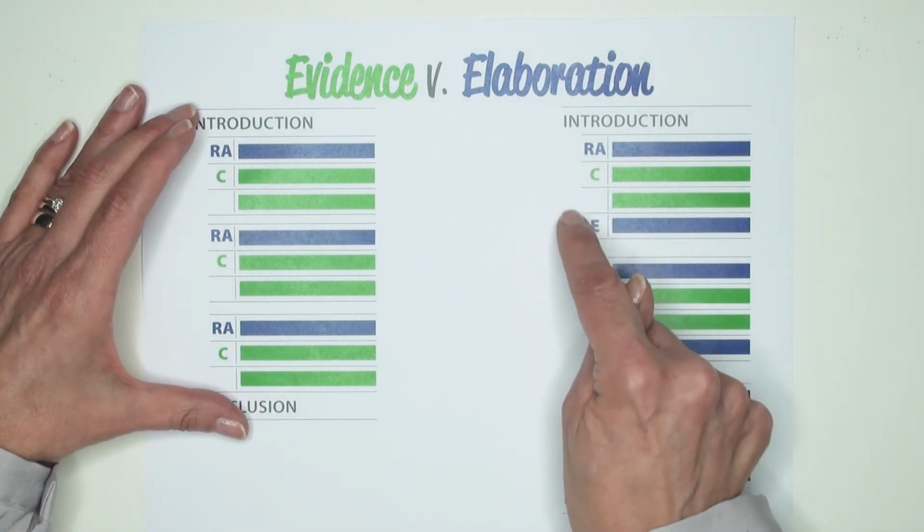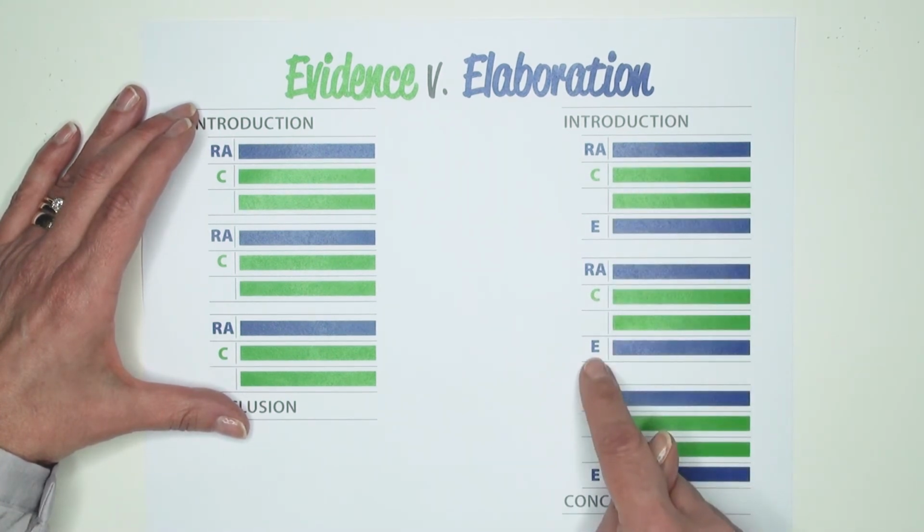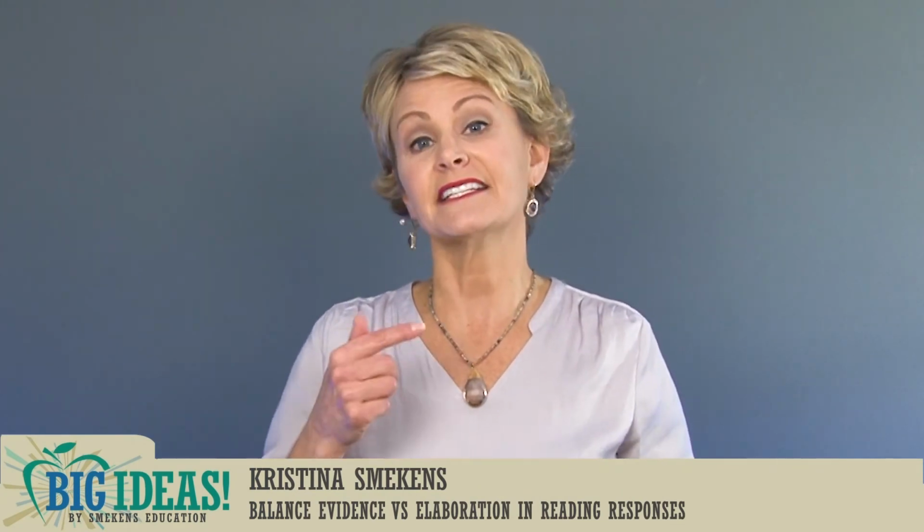We need them to explain their evidence, their inference, and their thinking. Each explanatory sentence is elaboration. The important thing to hear is not the formula. It doesn't matter if you use YES MA'AM or if you use RACE or something else to support students in long, extended responses. What's important is that they don't just tell you what they think, but they explain it. We need to achieve the balance of evidence and elaboration.